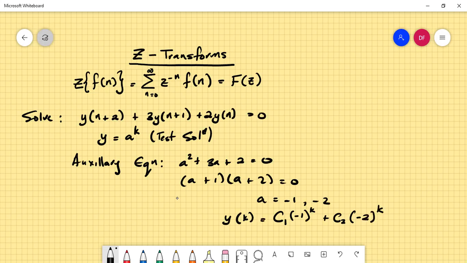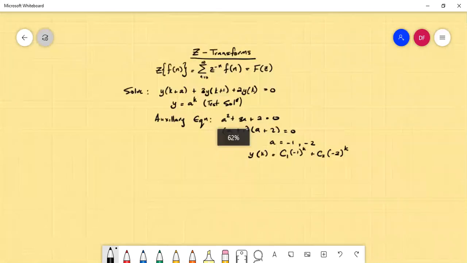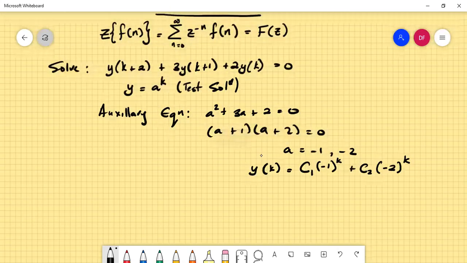I realize that I switched up variables. It doesn't matter what I call it, but to be consistent, I'm just going to put k. I use k instead of n, so that is why I changed to k. So that was where we were.